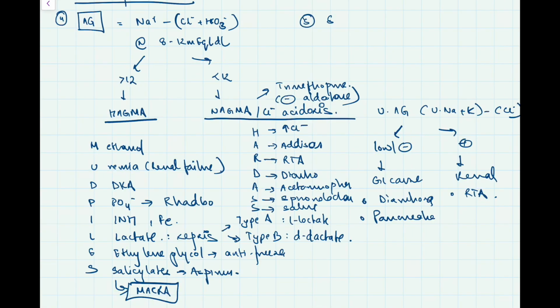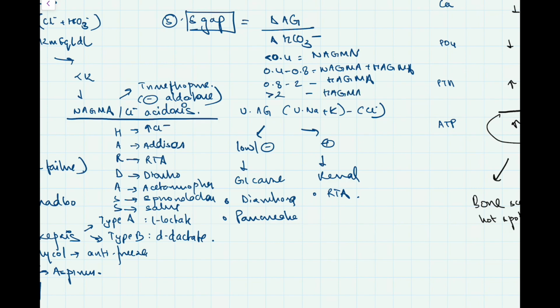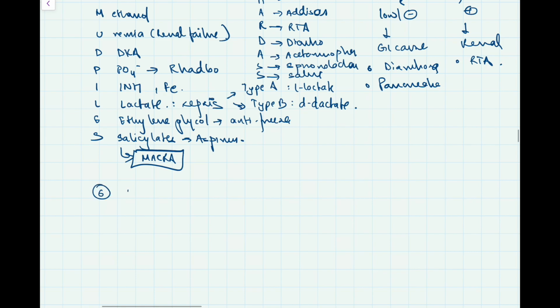Then after calculating anion gap, delta gap is calculated, which is nothing but the change in anion gap divided by the change in bicarbonate. So if delta gap is less than 0.4, the disorder is NAGMA. Between 0.4 to 0.8, it is NAGMA plus HAGMA. Between 0.8 to 2, it is HAGMA, and if it is more than 2, then it is HAGMA plus metabolic alkalosis, right?